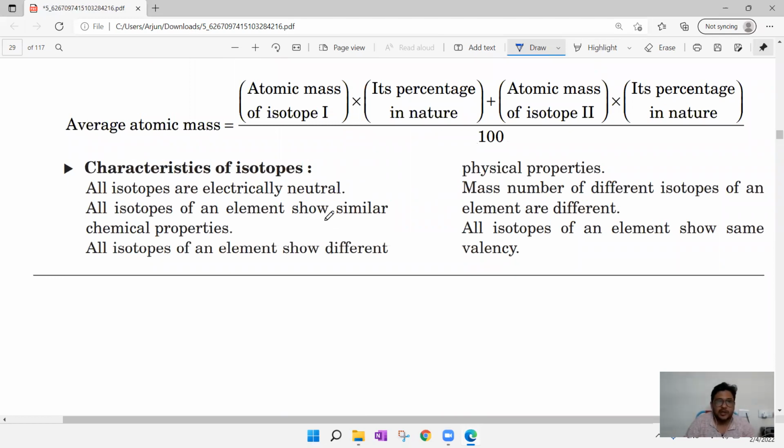All isotopes of an element show similar chemical properties. Why? Because atomic numbers are the same. Because of the same atomic number, they have the same chemical properties.